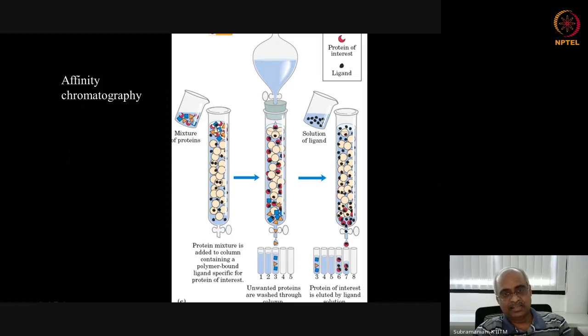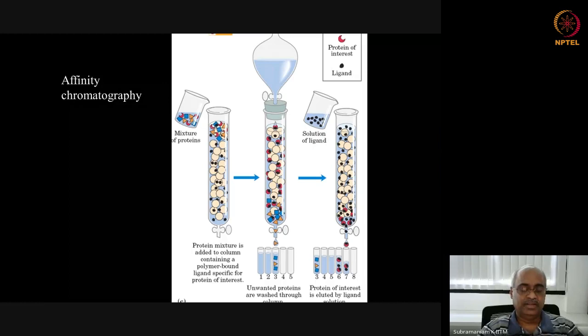And as a result, the other molecules that do not have affinity for this antibody can all be washed away. So this is a very, very powerful technique where the column length can be really short, and it is based on the biological interaction, the affinity of one molecule for the other.